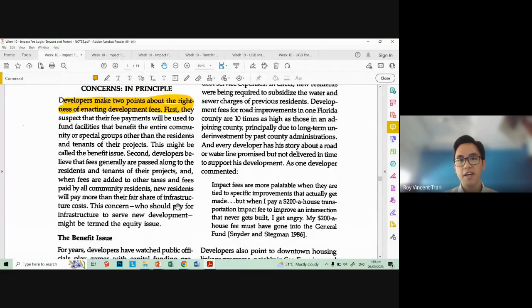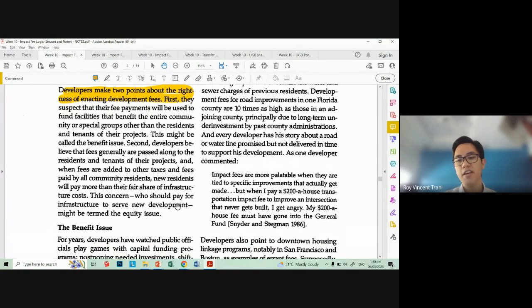So basically, the developers can argue that if an impact fee is being imposed on them, it will eventually be transferred onto the new residents of this project. Because they have to pay the fees, they have to increase their prices on the land, and they're worried that they might lose customers because, from what I understand anyway, the land becomes more expensive, and in that way, the new residents are paying more.